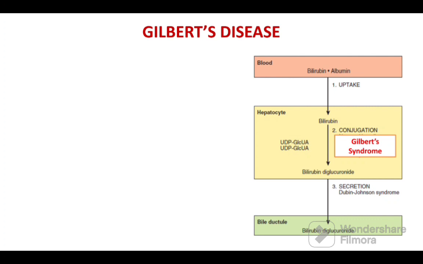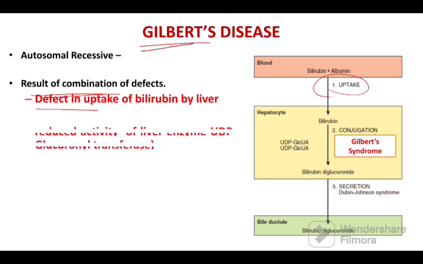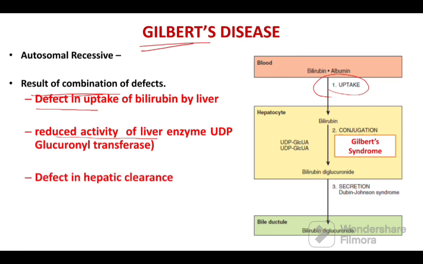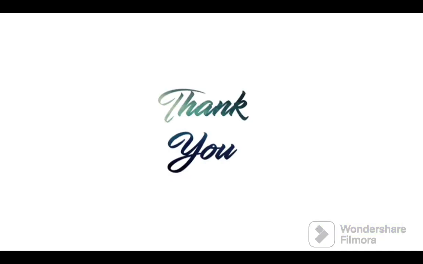And the next disease which comes under unconjugated bilirubinemia is Gilbert's disease. It is also an autosomal recessive type of inherited disorder. This is the result of a combination of defects. The disease results either due to defect in the uptake of bilirubin by the liver, or because of the reduced activity of the enzyme UDP glucuronyl transferase, or defect in the hepatic clearance, that is from the liver to the bile. Bilirubin level is usually around 3 milligram per deciliter and the patient is asymptomatic except for the presence of mild jaundice.